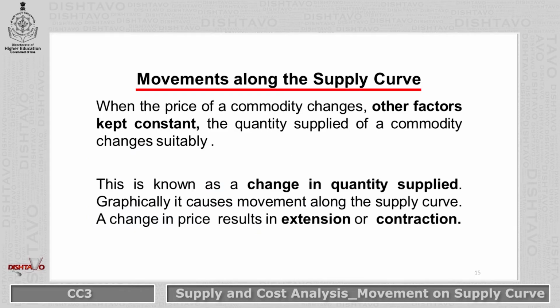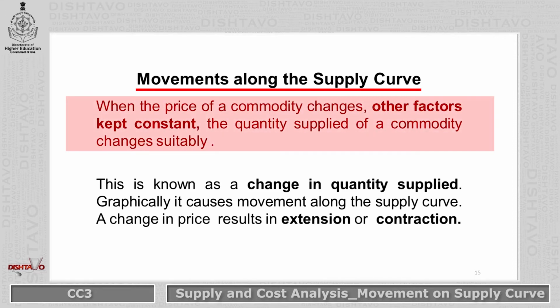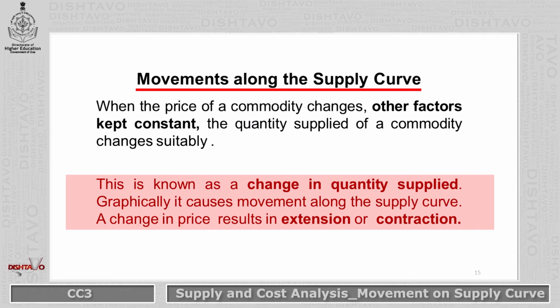The main topic for today's discussion is movements along the supply curve. When the price of the commodity changes, other factors remaining constant, the quantity supplied of a commodity also changes suitably. This is known as the change in the quantity supplied. Graphically, it causes a movement along the supply curve. This movement in the supply curve is mainly due to the change in the price.